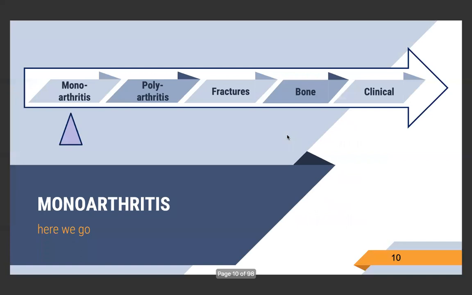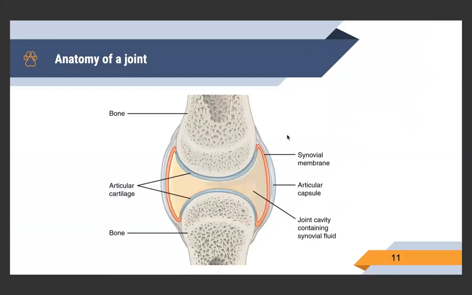So we'll jump straight into the monoarthritises before we do. So anatomy of a joint. We know this is really basic. This is a synovial joint. We have the synovial fluid. We have the articular cartilage, and obviously we have the two bones. Now we also have a synovial membrane, which is also called the synovium.